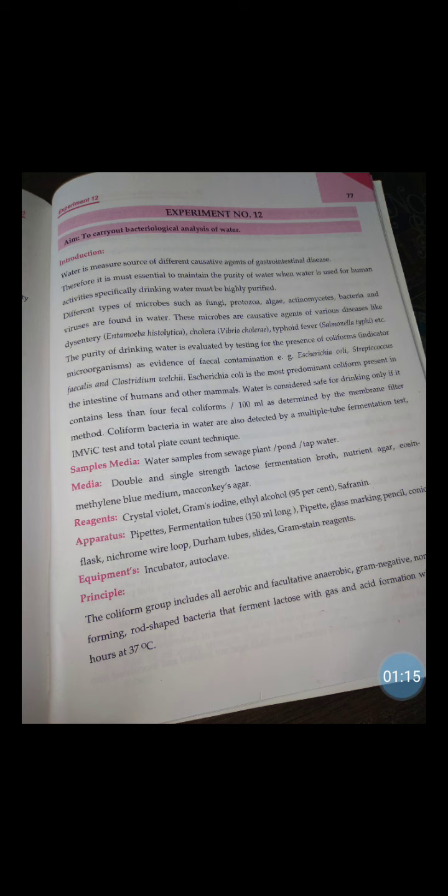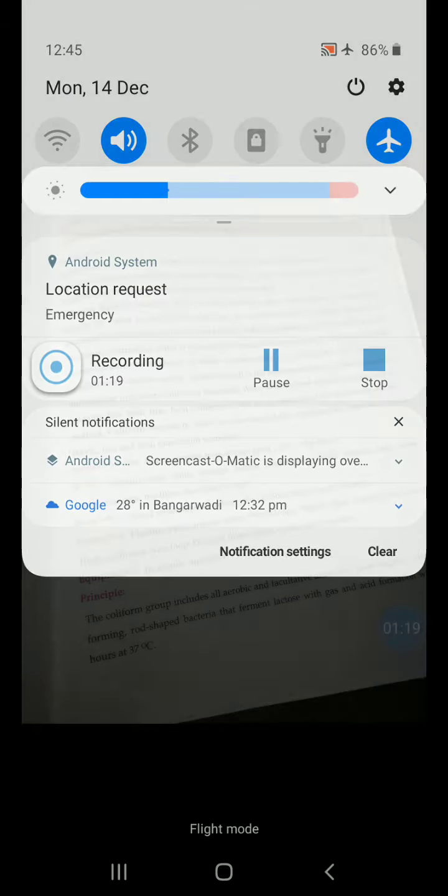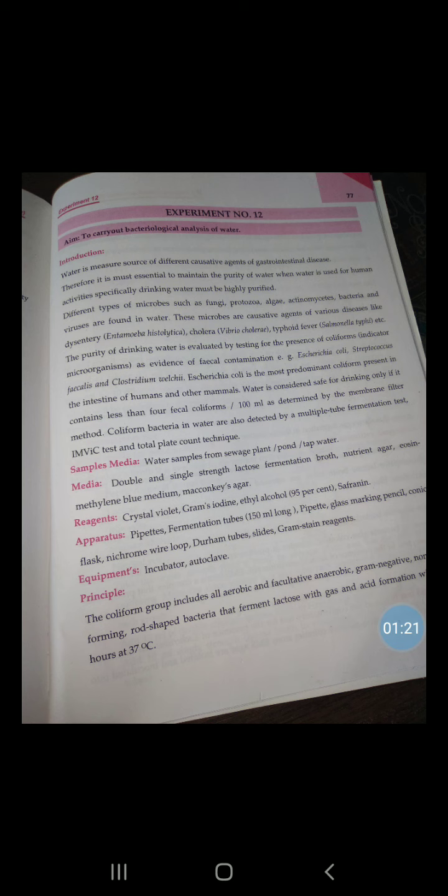Different types of microbes such as fungi, protozoa, algae, actinomycetes, bacteria and viruses are found in water. These microbes are causative agents of various diseases like dysentery, that is Entamoeba histolytica, then cholera, that is Vibrio cholerae, then typhoid fever by Salmonella typhi.